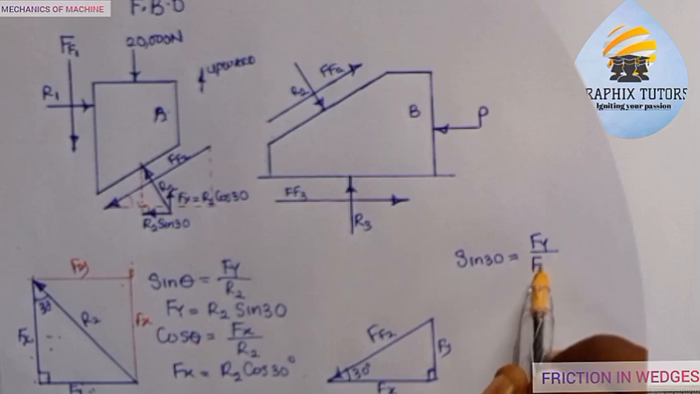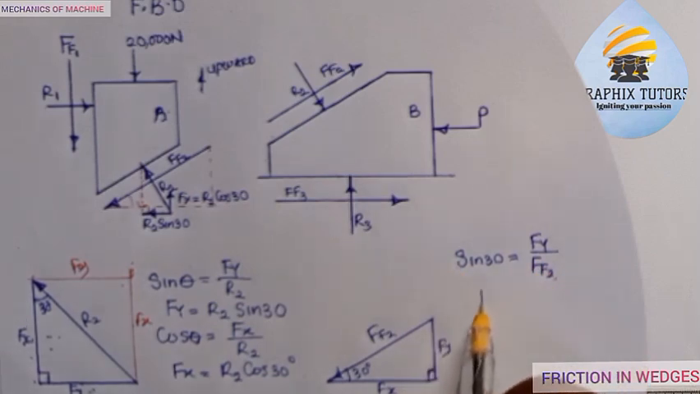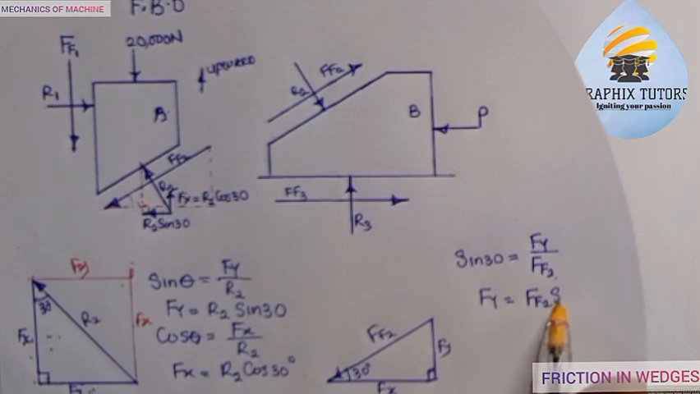That is what? Frictional force 2. Now if I cross multiply, the Fy here will be giving me frictional force 2 sine 30. Is that okay? Similarly, if I consider for cos, so if I go for cos theta, which will be giving me cos 30, right? It will be equal to what?